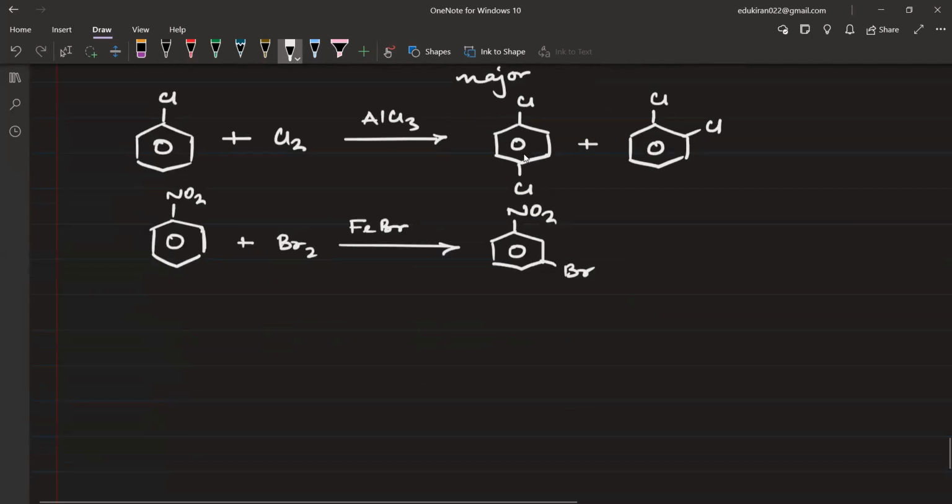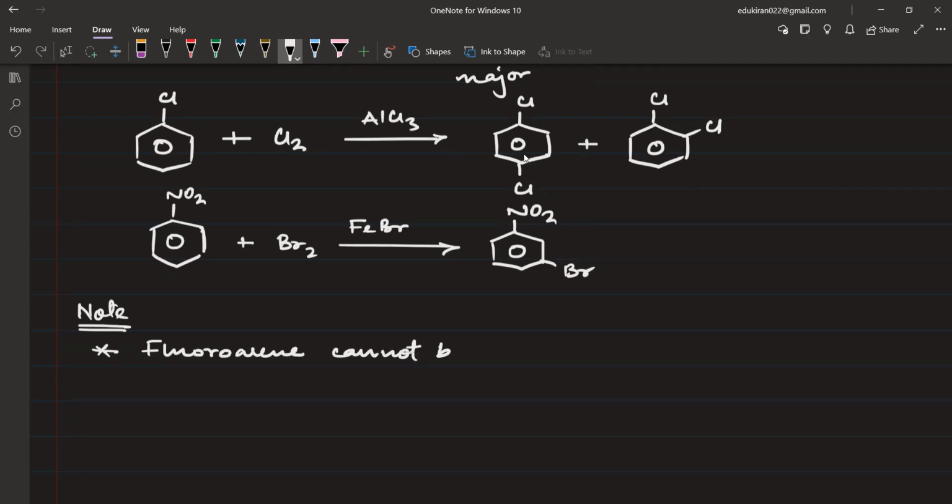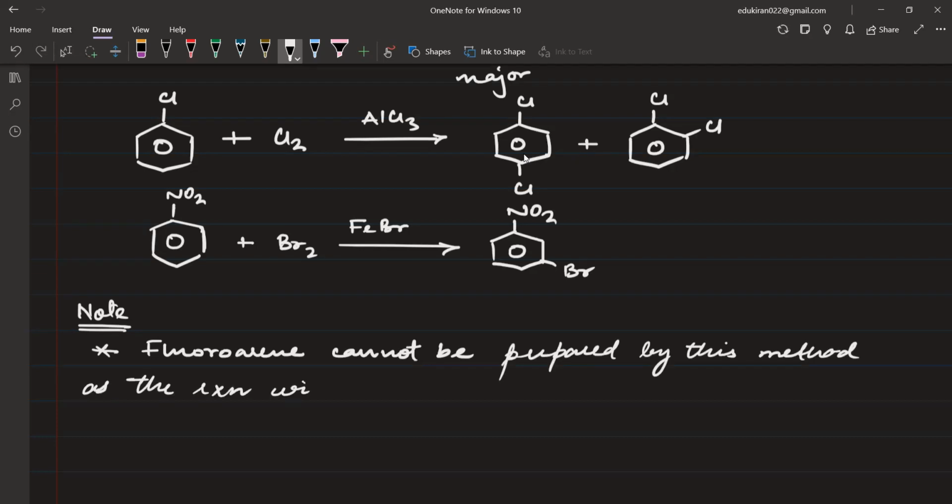Okay, write a note here. We can say fluoroarene cannot be prepared by this method as the reaction with fluorine is very violent. It's very fast and it is very violent.